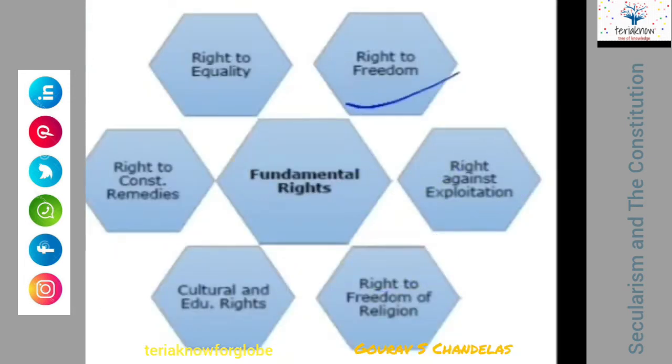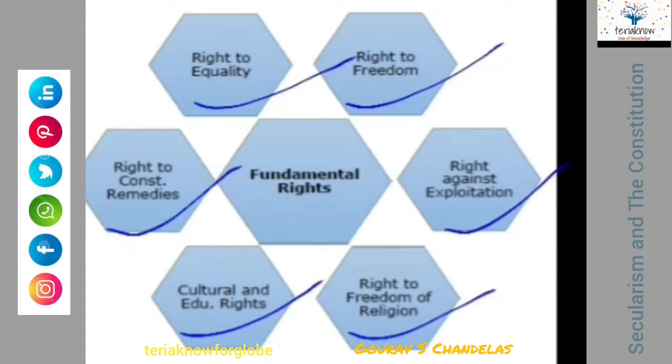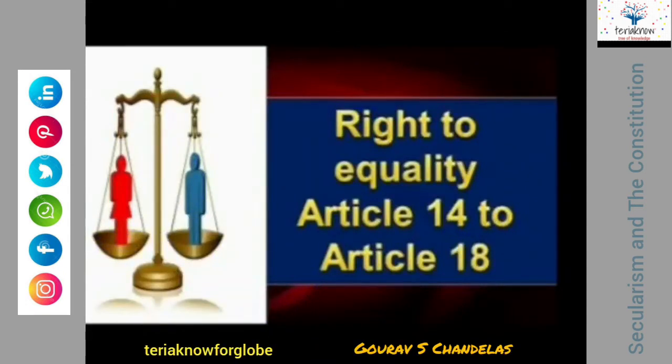Now, I have already given the basic information about these 6 rights here. Now we will go into the details, because right to equality is talking about equality. Freedom is talking about freedom. Right against exploitation is talking against exploitation. Right to freedom of religion means we are free to follow any religion. It is talking about the cultural and educational rights. And this one is right to constitutional remedies. Understood? Now come into the details. Right to equality is in articles 14 to 18. Under these articles we will study right to equality.